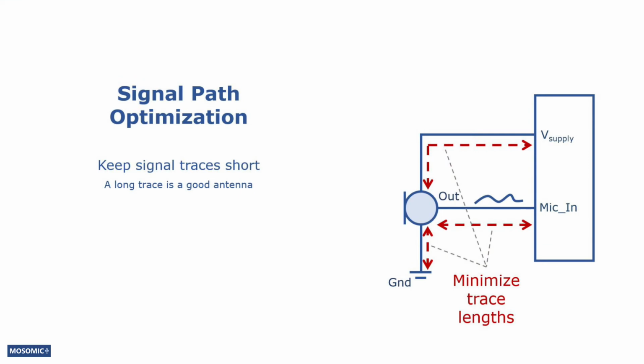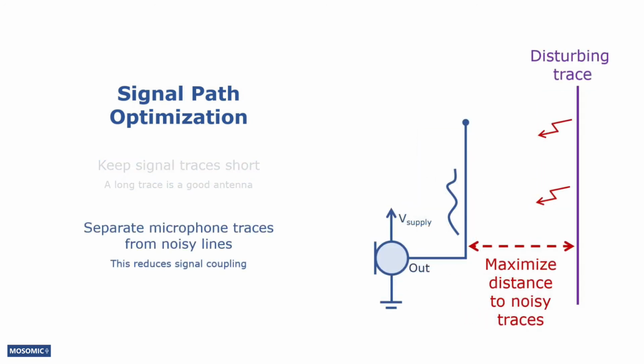Another way to avoid disturbances is to keep signal traces short by placing microphones and other components close to each other. The longer the trace, the more efficient it is as an antenna that picks up disturbances. To prevent signal coupling, don't put sensitive microphone traces close to or parallel to noisy traces. Microphone traces should be crossed with noisy signal lines perpendicularly to minimize coupling. Also, the outputs of two microphones should be separated from each other to prevent crosstalk.